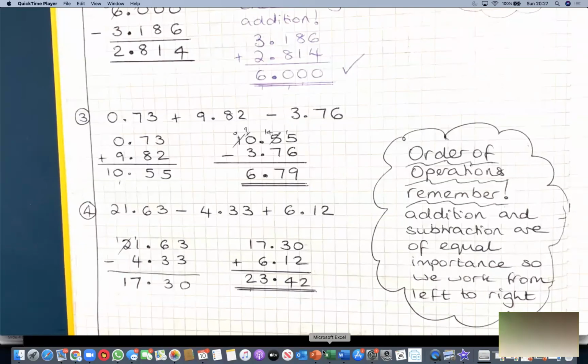The next session we'll be looking at multiplication and then division, and we've got some great, fantastic techniques for doing multiplication and division of decimals. So I very much look forward to going through those with you. Thank you.